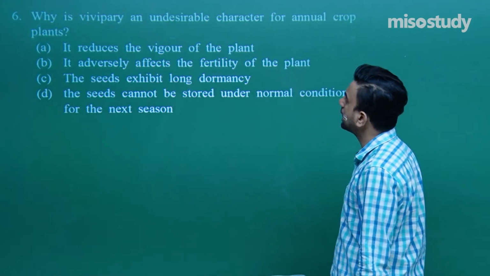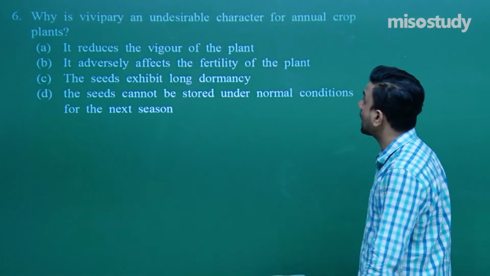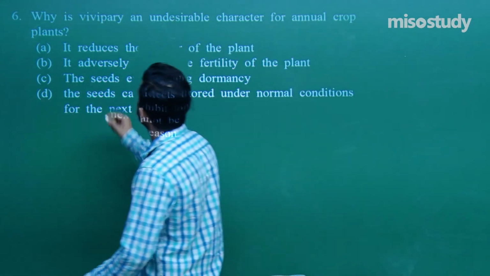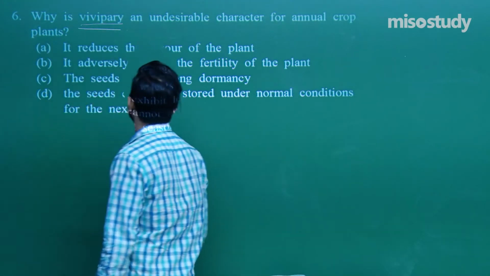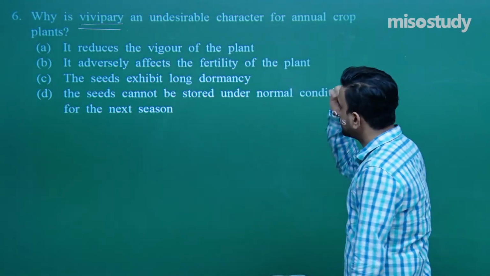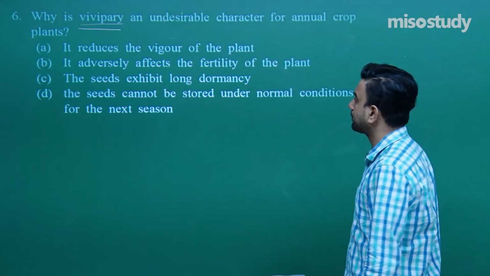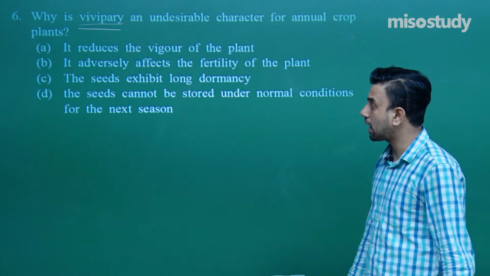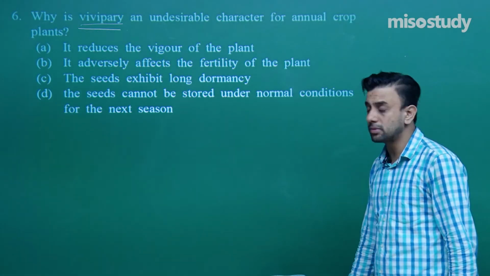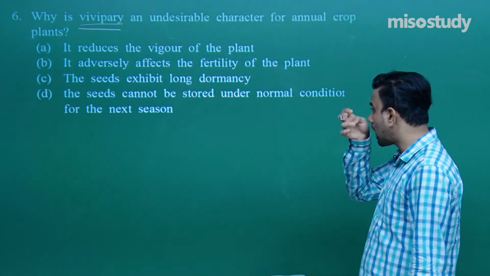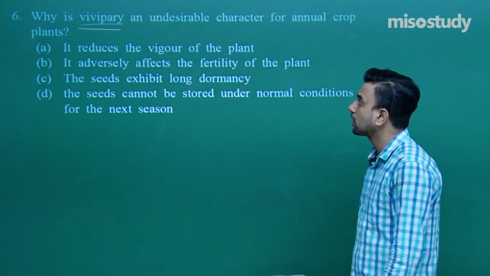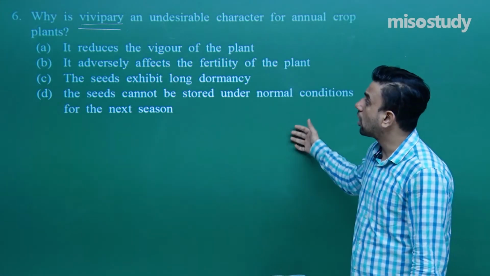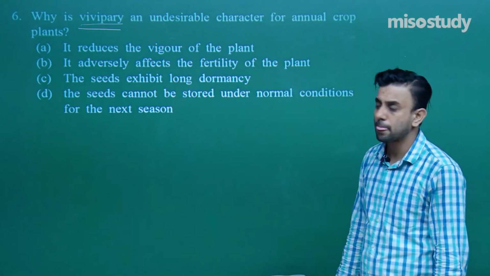What is vivipary? Why is vivipary an undesirable character for annual crop plants? Let's read the options. A, it reduces the vigor of the plant. B, it adversely affects the fertility of the plant. C, the seeds exhibit long dormancy. And D, the seeds cannot be stored under normal conditions for the next season. So first of all, what is vivipary? Vivipary is the germination of the seed on the plant.